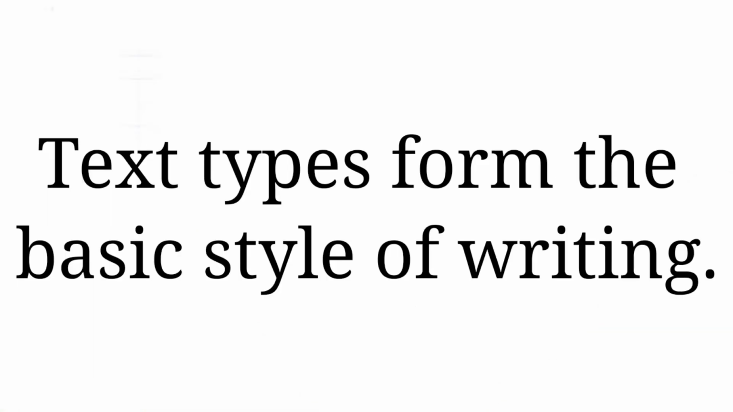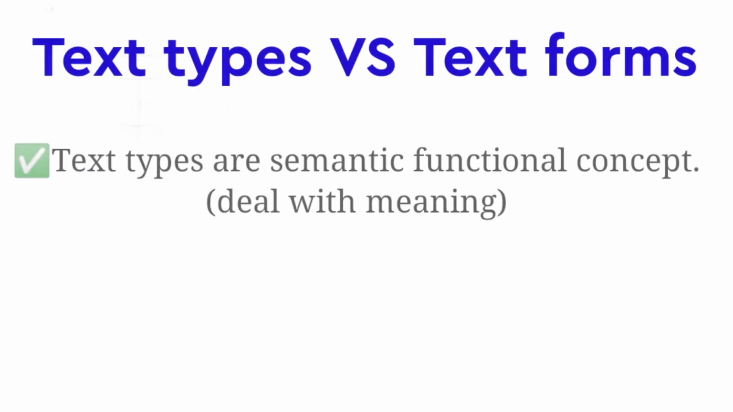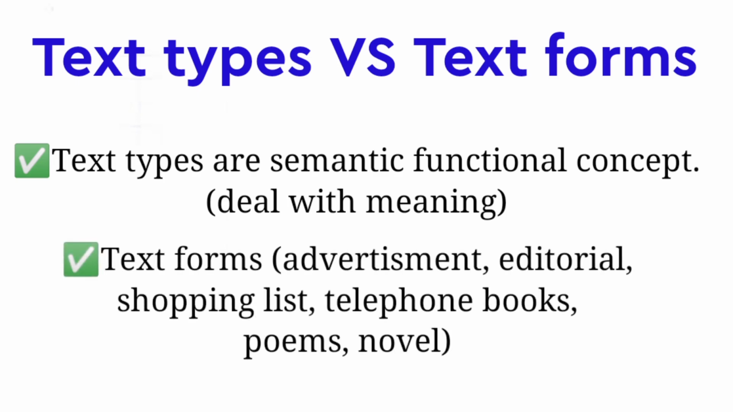Text types in literature form the basic styles of writing. Factual texts merely seek to inform, whereas literary texts seek to entertain or otherwise engage the reader by using creative language and imagery. Text types are general semantic functional concepts and are not to be confused with text forms such as advertisements, editorials, sermons, shopping lists, poems, telephone books, novels, etc.